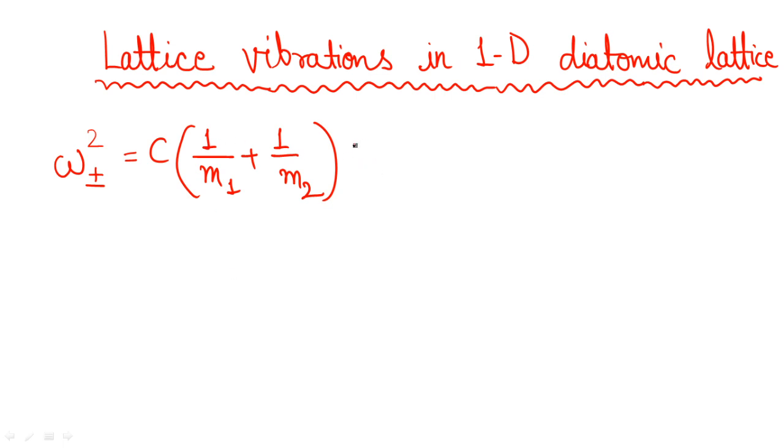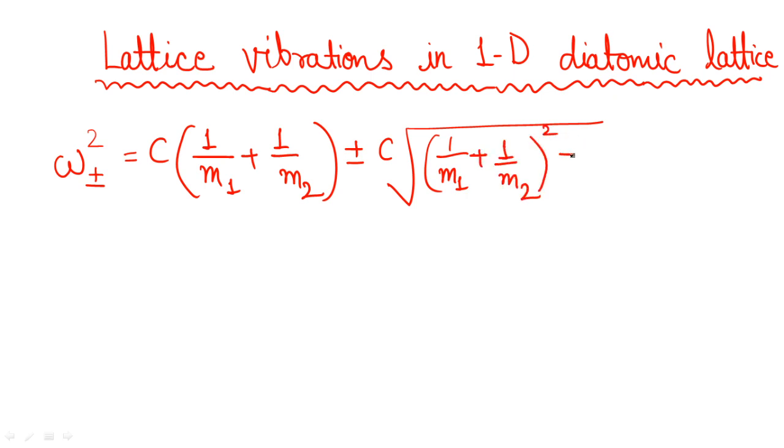So the complete expression is C into (1 upon m1 plus 1 upon m2) plus minus the square root of (1 upon m1 plus 1 upon m2) whole square minus 4 sine square ka upon 2 upon m1 m2. Everything here is within the square root.